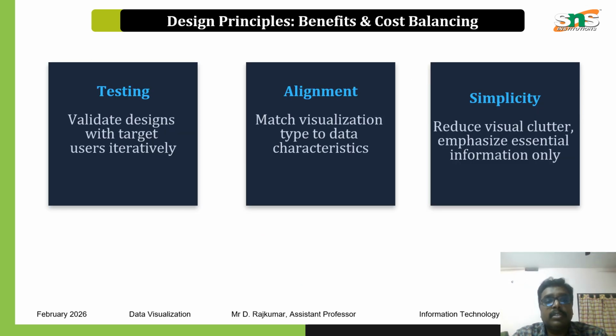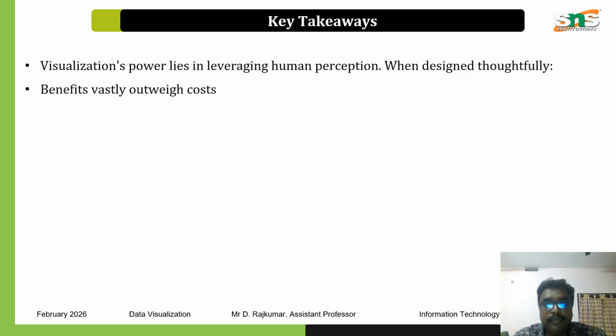Then comes benefits and cost balancing. The first one is testing: validate designs with targets and users iteratively. Alignment helps us match the visualization type to the data characteristics. In simplicity, we reduce visual clutter and emphasize essential information only. These are the advantages we have discussed, and they also come under design principles.